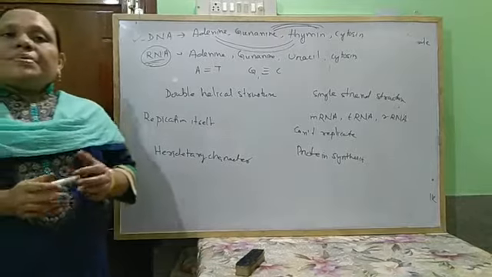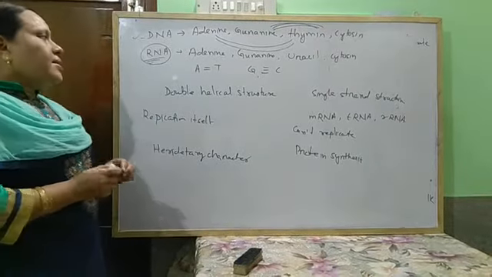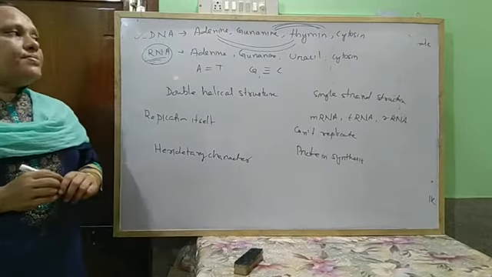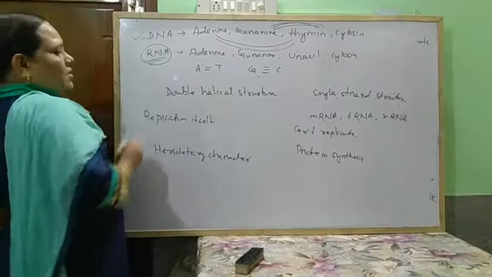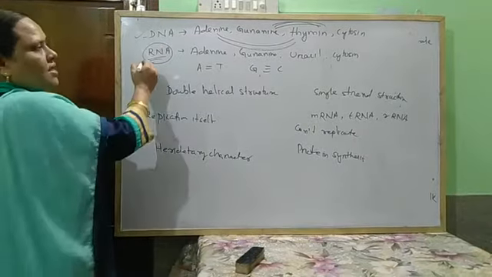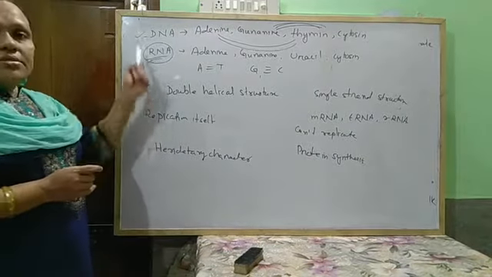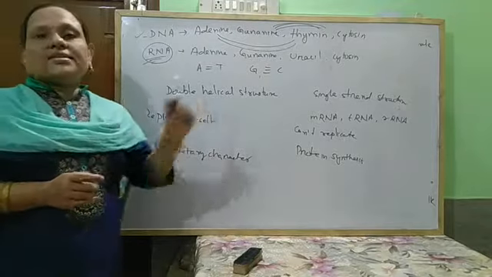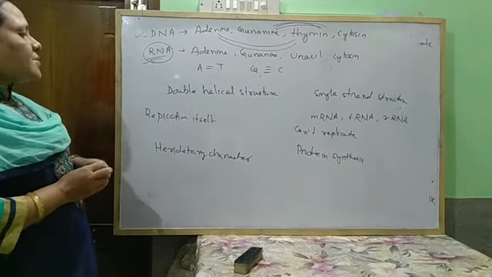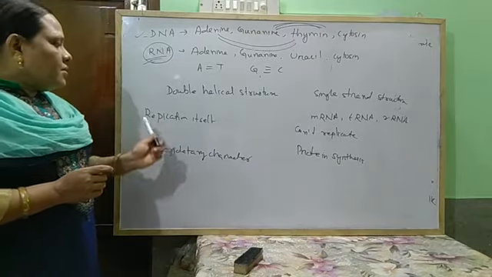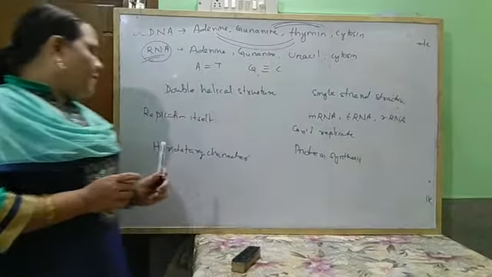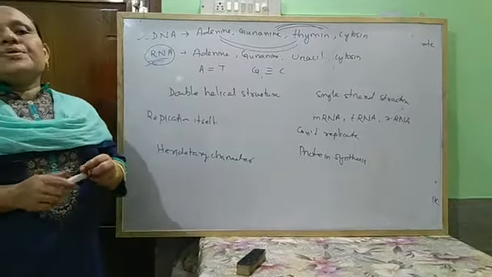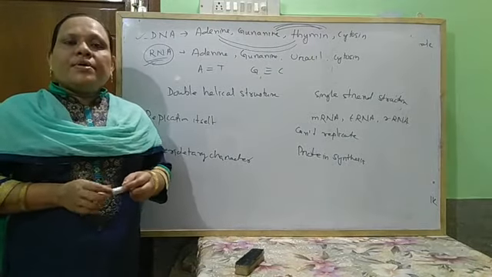So generally there are two types of nucleic acid: DNA and RNA. DNA consists of adenine, guanine, thymine and cytosine, and RNA consists of adenine, guanine, uracil and cytosine. DNA consists of deoxyribose sugar, and RNA consists of ribose sugar. This is the structural difference. DNA has a double stranded helical structure, and RNA has a single stranded structure. DNA replicates itself and is the main cause of hereditary characters, while RNA is generally responsible for protein synthesis. So this is a little idea about nucleic acids.